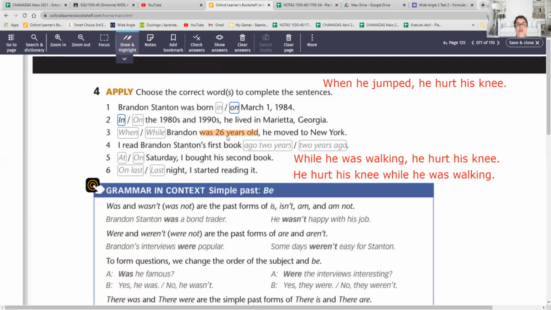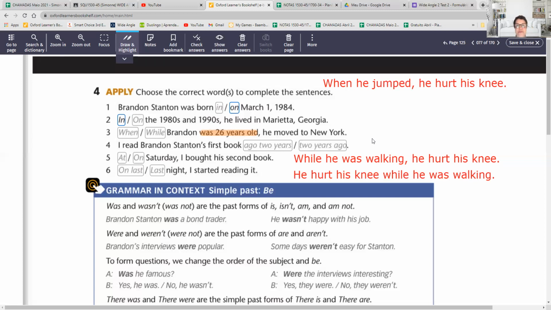So Brandon was 26 years old. This is a time, a specific time in the past. So when he was 26 years old, he moved to New York. I know that we spent 1 year with the same age, and then after 1 year, we turn another age. I know that. But here I'm focusing on the fact, not on the duration. I'm not emphasizing the duration. During the year he was 26 years old, he moved to New York.